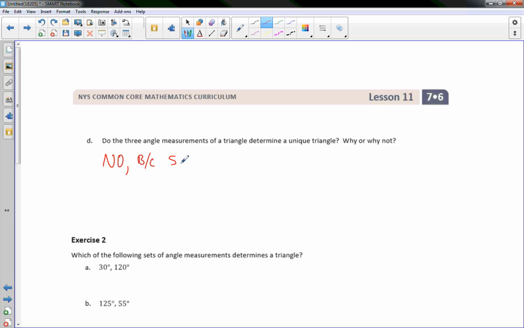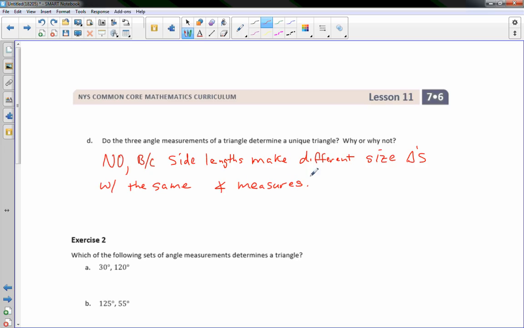side lengths can make larger triangles or smaller triangles. Side lengths make different size triangles with the same angle measures. Okay? Because side lengths make different size triangles with the same angle measures.